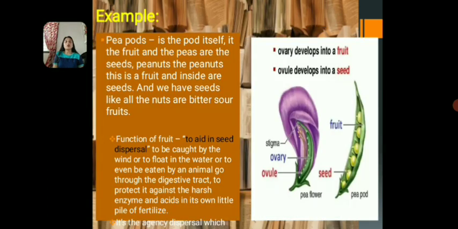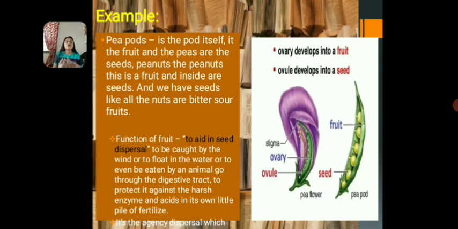So for example, the pea pods. The pea pod is the pod itself, so that is the fruit, and the peas are the seeds. The peanut is a fruit, and inside are the seeds. And we have seeds like all the nuts, which are a better source from fruits.